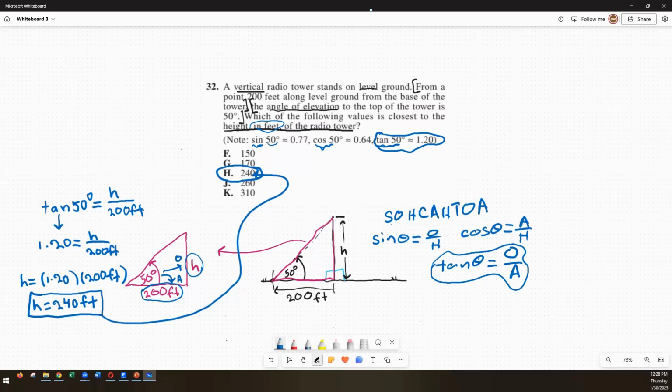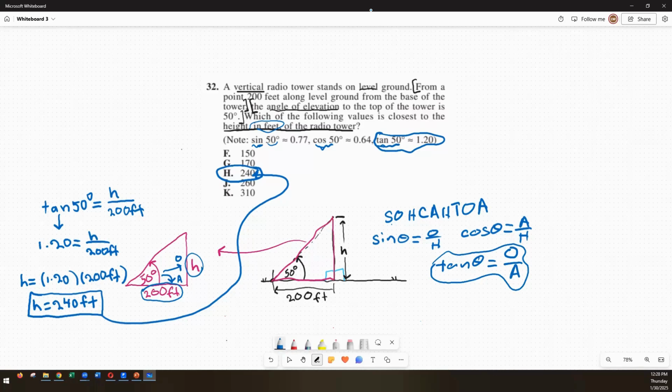So, key to this problem is first, read the problem and recognize what's very important about the relationships in each sentence. Vertical tower on level ground gave us our right triangle. A point 200 feet along the ground from the base of the tower gave us one side of the triangle. Angle of elevation gave us an important angle. And then our SOHCAHTOA told us how to use a trig function to relate the side we wanted to know about, the height, to the side we knew.